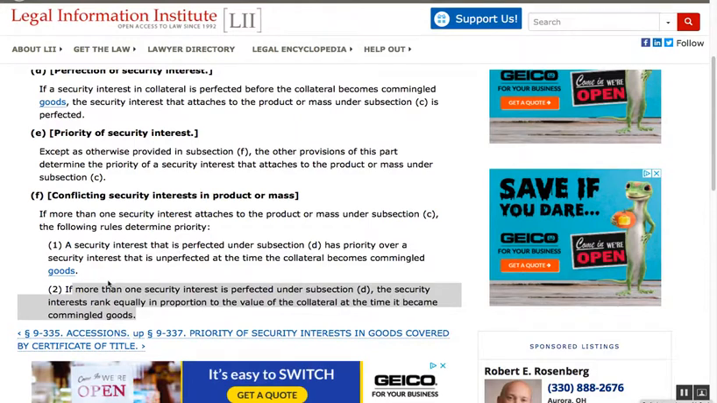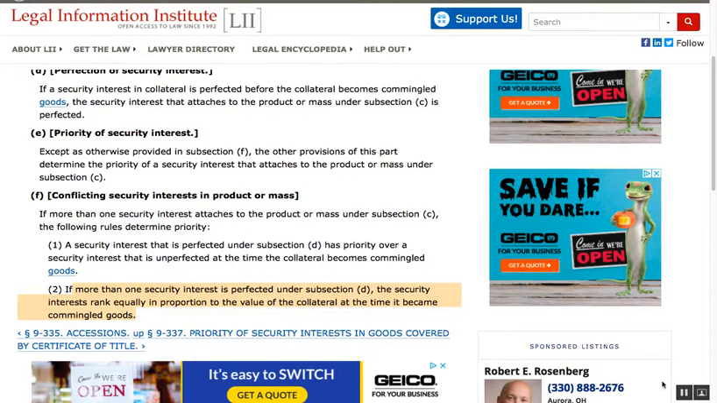For purposes of subsection F2, SP1A and SP1B should be treated like a single secured party. Okay. The collective security interest would rank equally with that of SP2. Okay. So it's looking at this rule now, F2, that if more than one security interest is perfected under subsection D, the security interests rank equally in proportion to the value of the collateral at the time it became commingled goods.